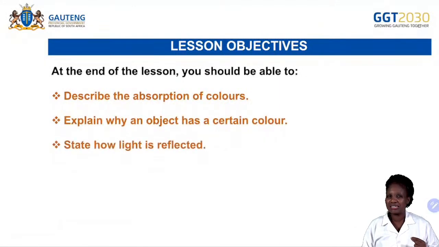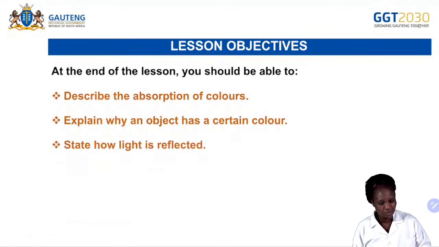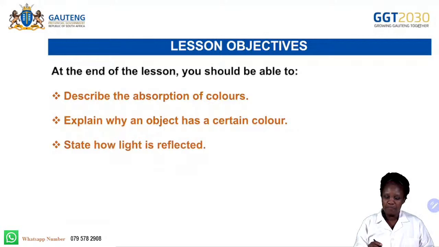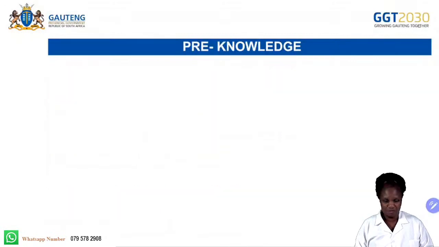We are going to describe the absorption of colors. We are also going to explain why an object has a certain color. And we're going to state how light is reflected. And we get this all from the CAPS document, page 50 to 51.